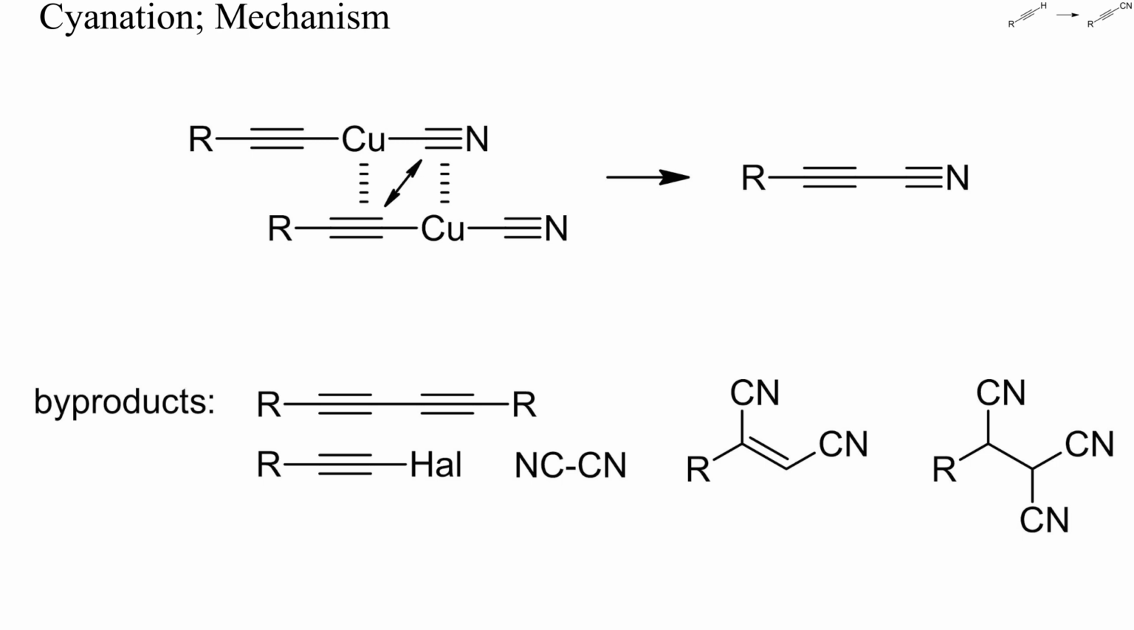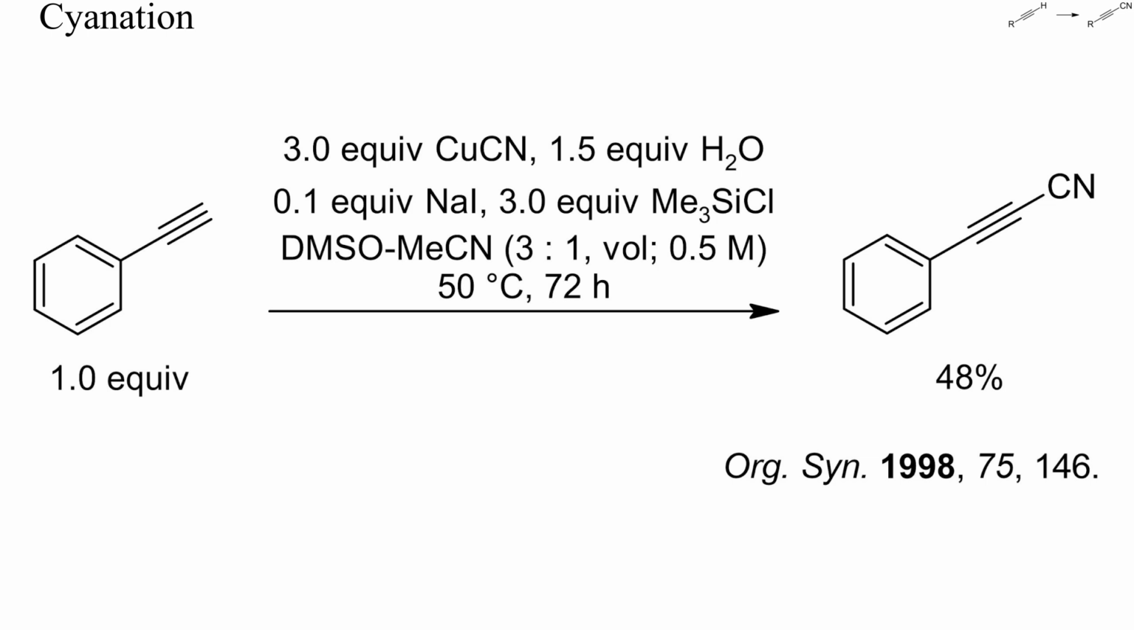Thus, alkyne cyanations may require some optimization, and yields tend to be low. In this example, a terminal alkyne was treated with a large excess of copper-1 cyanide and chlorotrimethylsilane. Oxidation was probably brought about by the mixture of DMSO with the chlorosilane. Despite the excess of reagents, the yield of cyanoalkyne was only 48%.